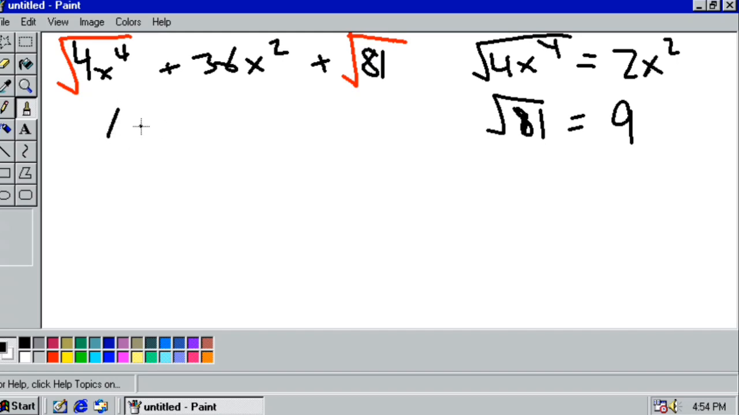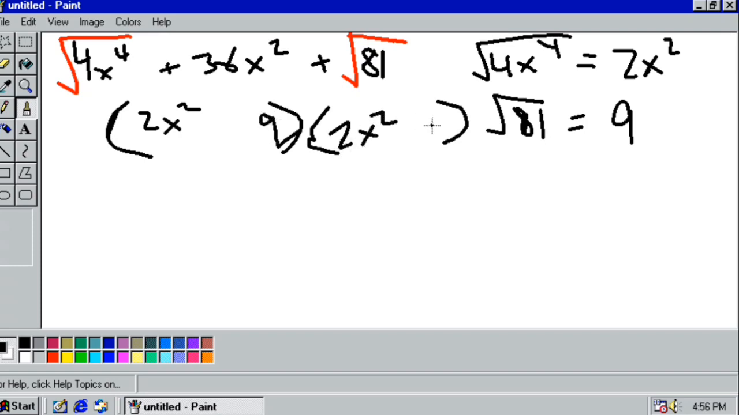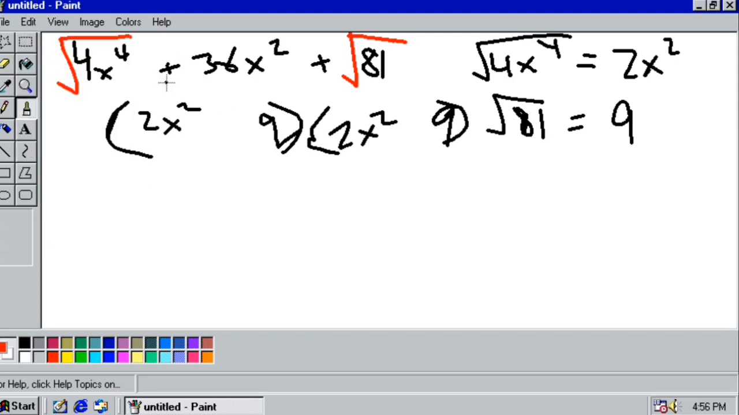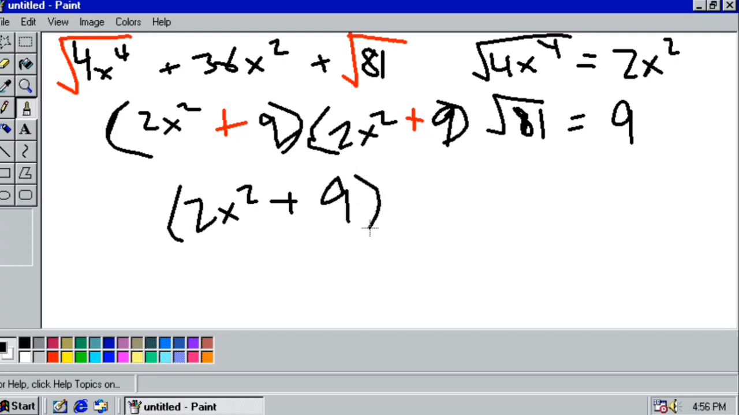So set up two different parentheses. So we are gonna put the first term, which is 2x squared, and then 9. So you're gonna use the sign of the second term, which is plus. So you're gonna add plus on both sides. So you can also just rewrite because they are the same. So since these are the same, it is to be squared. So this is the final answer.